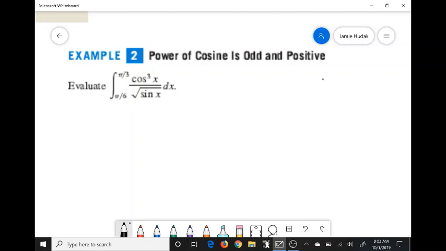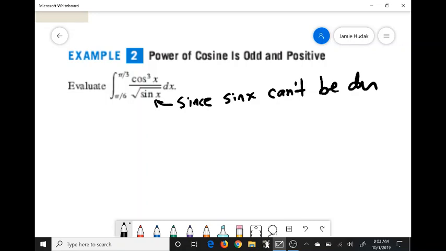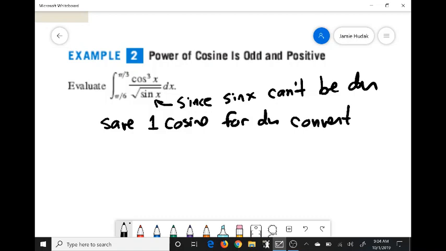So with that said, since the sine of x can't be our du, if I choose cosine to be my du, how many cosines are left? So we're going to save a cosine instead. Save one cosine for du. Convert others to sine.